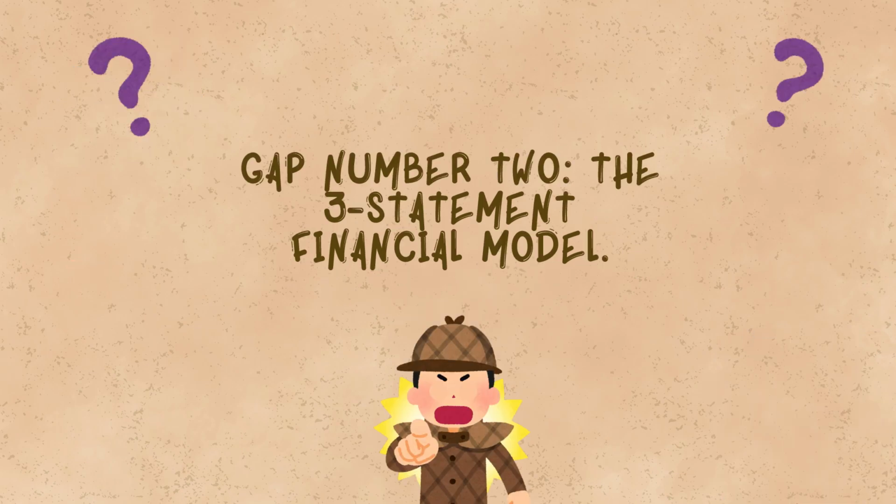Gap number two, the three statement financial model. Textbooks treat the income statement, balance sheet, and cash flow statement like three separate chapters. In an interview, they are treated like an ecosystem. You're almost guaranteed to get some variations in these questions. Walk me through how a $10 depreciation expense flows through the three statements. Most students trip up because they try to memorize the final balance sheet numbers. Don't do that. Follow the money step by step.